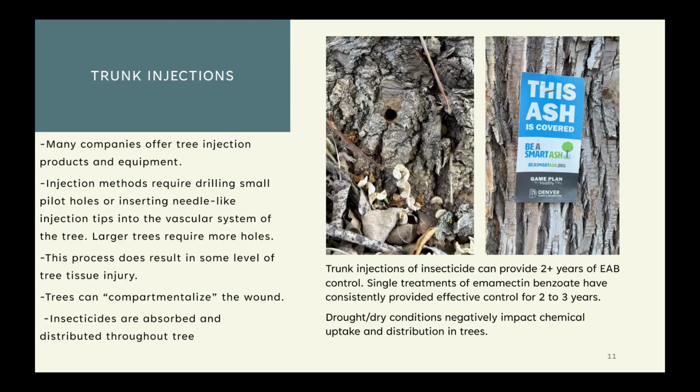as well as what recent weather conditions have been like. In the images here, you'll see a small pilot hole that's been drilled into the base of an ash tree near its flare roots. And you'll see a little bit of the wood shavings that came out with the drill bit. Again, a fairly superficial hole at the base of the tree. The image on the right is a photo I took in Denver of a public awareness message to let citizens and folks in that area know that there are ongoing efforts to provide EAB protection to their ash trees. And so they have that ash covered.